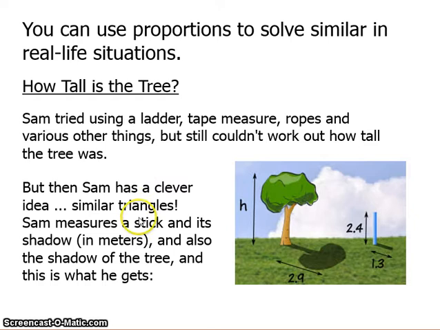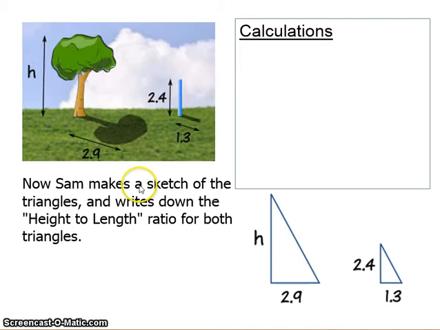Similar triangles. Sam measures a stick, which you can see right here, and its shadow, which you see here, and also the shadow of the tree. The unknown is how tall the tree is. And this is a representation of what he's done. Now, Sam makes a sketch of the triangles, which is what you see here.